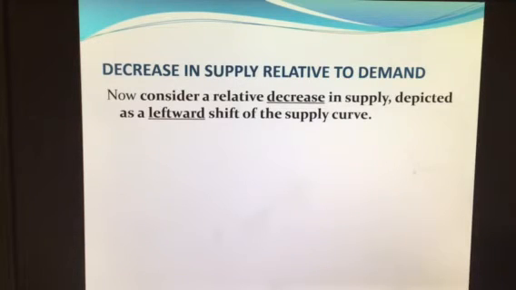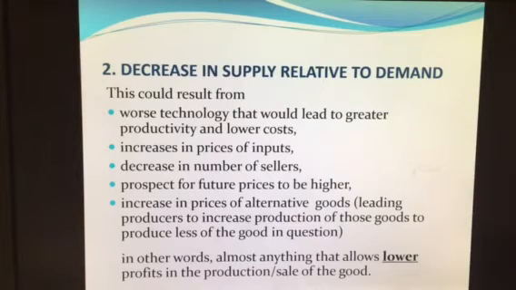Now let's look at a decrease in supply relative to demand. That will be depicted as a leftward shift in the supply curve. And that could result from, and if you look at that list of things that would result in an increase in supply, you see this is just the flip side, the other side of those possibilities. Worse technology that would lead to higher production cost, increases in prices of inputs, decreases in the number of sellers, and so on. I encourage you to make those comparisons between the list provided under the prior scenario and this here.